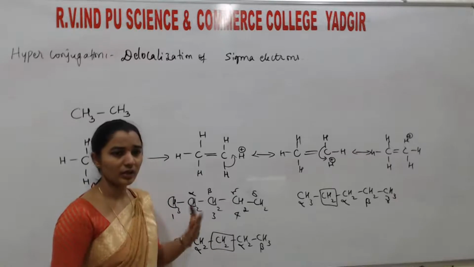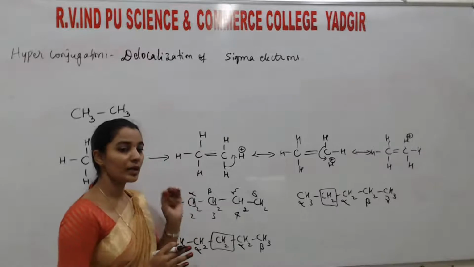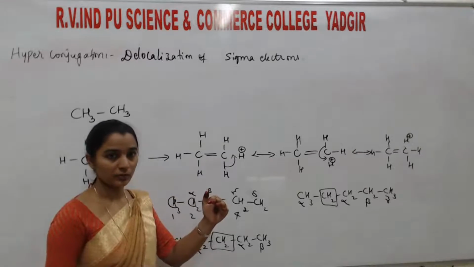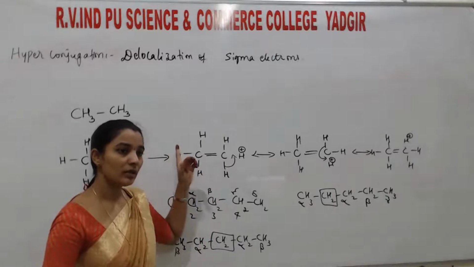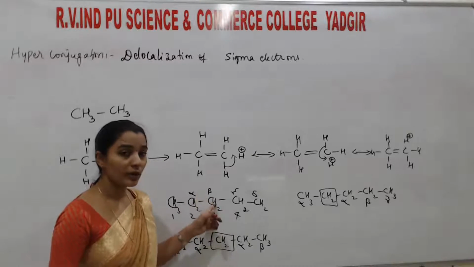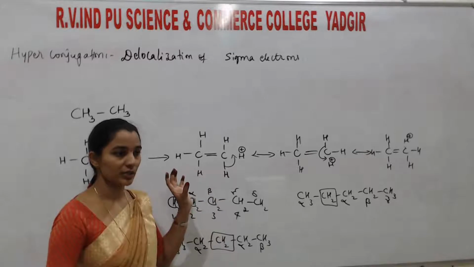It may be a benzene ring or any other. But listen students, this hyperconjugation is mainly observed in aliphatic compounds, means straight chain compounds. Resonance is in aromatic. This one is in single bonded compounds and especially aliphatic. Aliphatic means straight chain. Okay.